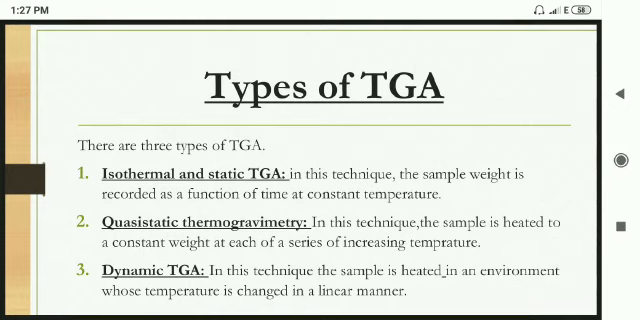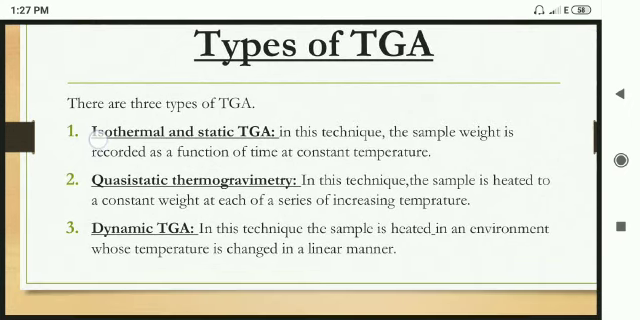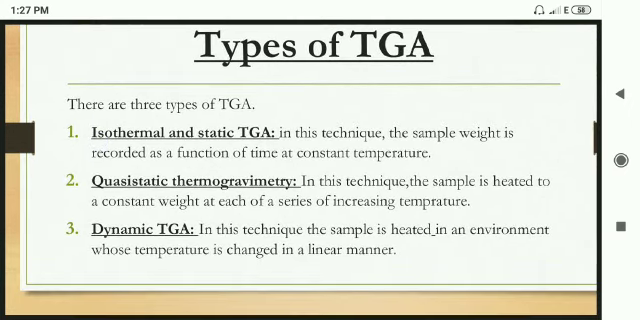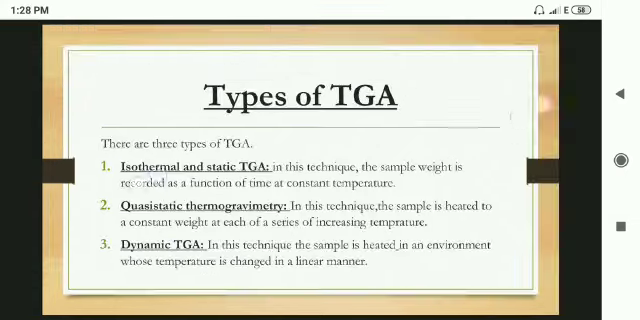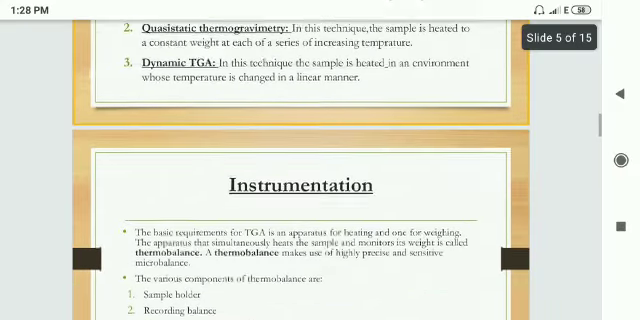Quasi-static thermogravimetry analysis. In this technique, the sample is heated to a constant weight at each of a series of increases in temperature, and it is called quasi-static thermogravimetry analysis. Dynamic thermogravimetry analysis. In this technique, the sample is heated in an environment whose temperature changes in a linear manner. The weight of the substance is recorded as the temperature changes linearly; this is called dynamic thermogravimetry analysis.